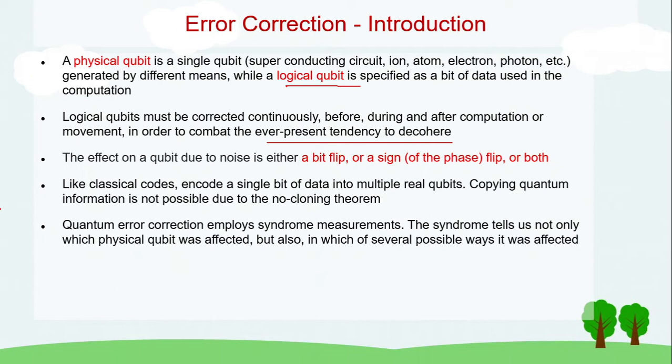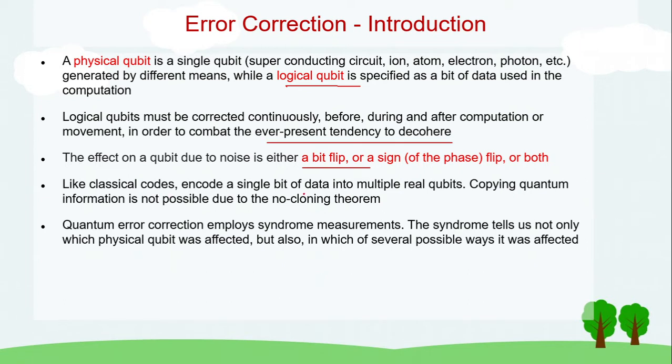And the effect of noise on a qubit is either a bit flip, that is 0 will become 1, or a plus and minus sign change can happen, which we call phase, or both can happen.